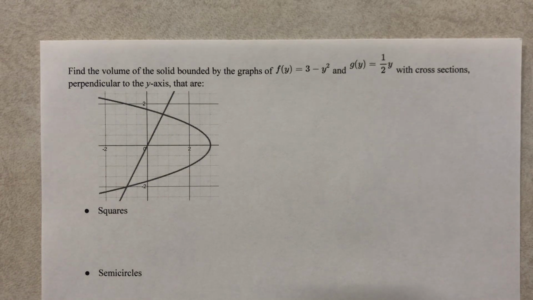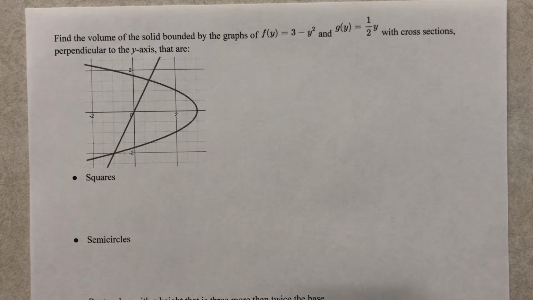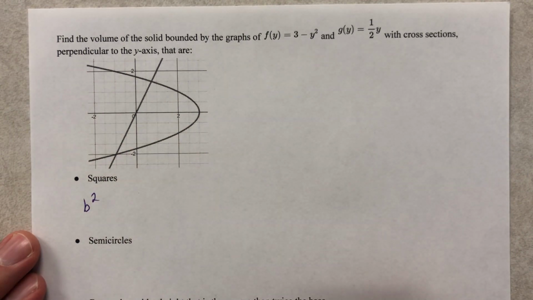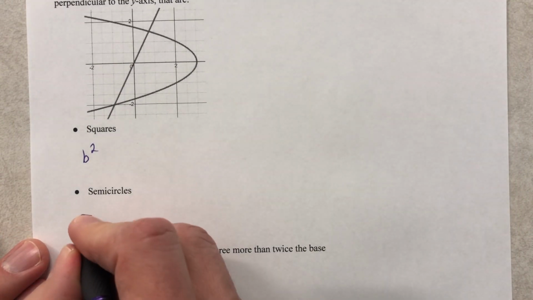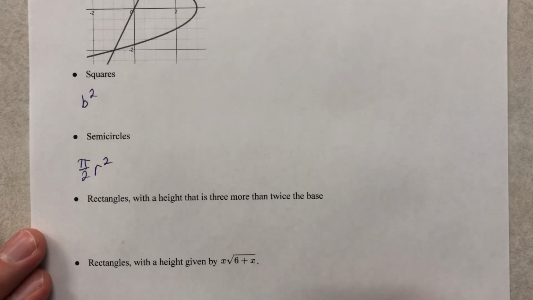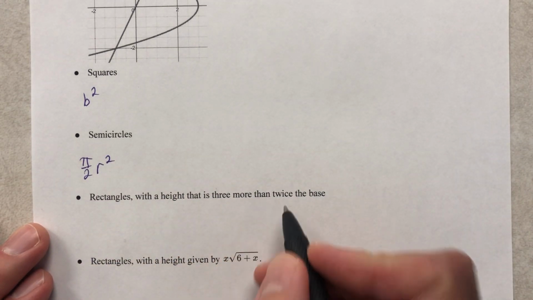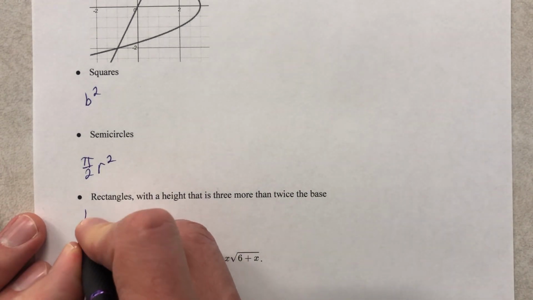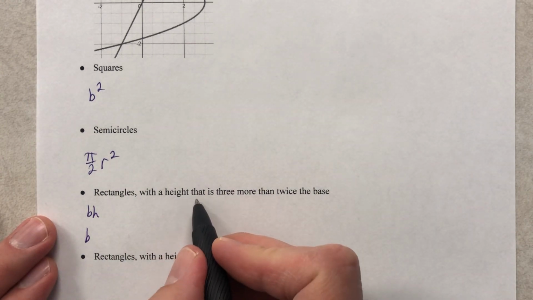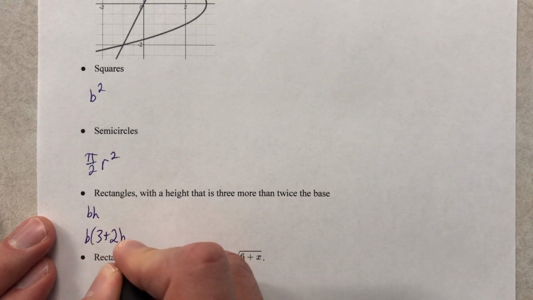What I like to do, and you've seen this on the previous side of the notes, is write down the formula for what I'm dealing with. The area of a square is the length of the side squared. The area of a semicircle is pi r squared, but it's half a circle, so it's pi over 2 r squared. Okay, a rectangle, I'm going to go through and make all of them. A rectangle with a height that is 3 more than twice the base. Okay, whoa, what? A rectangle is base times height. I may not know the base, but I do know the height is 3 more than 2 times that base.